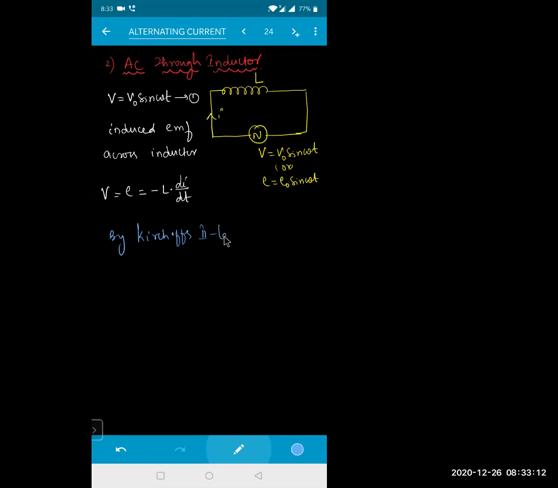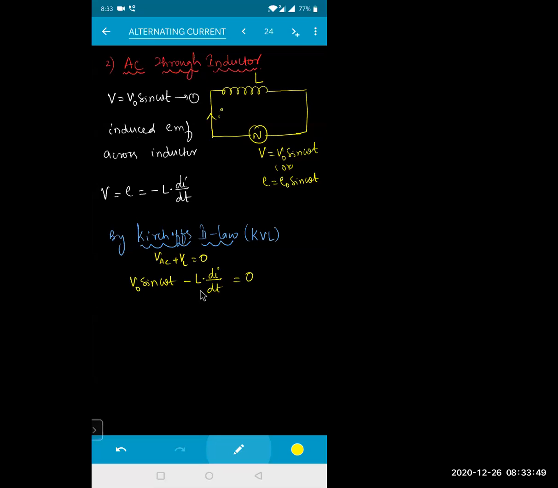By Kirchhoff's second law, that is nothing but the voltage law, KVL, in a closed loop, the EMF across this one and the EMF across this one must be equal to zero. So V naught sine omega t minus L di by dt must be equal to 0. This is the voltage of the alternating current plus the voltage of the inductor, which must be equal to 0.